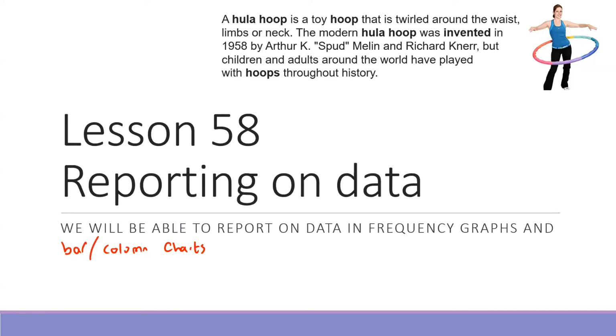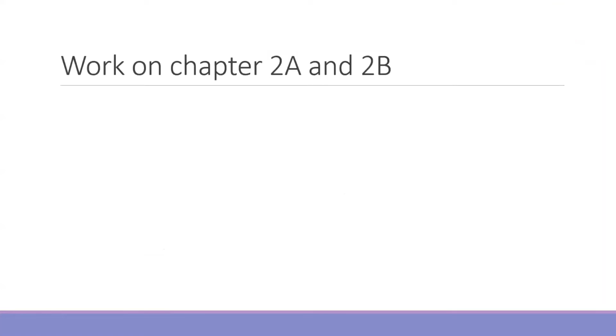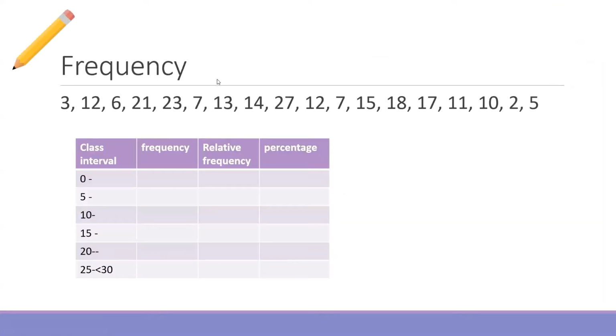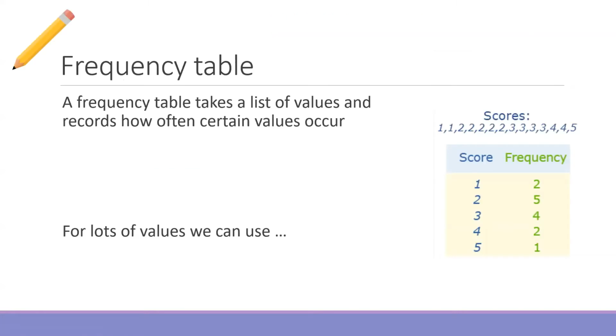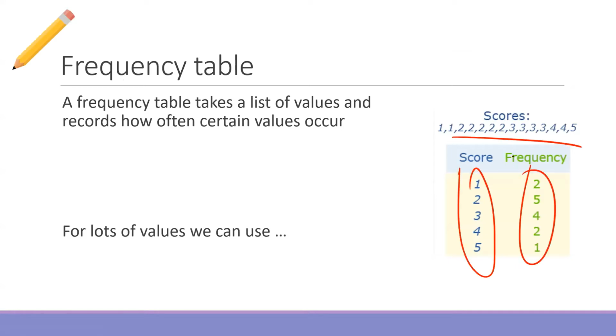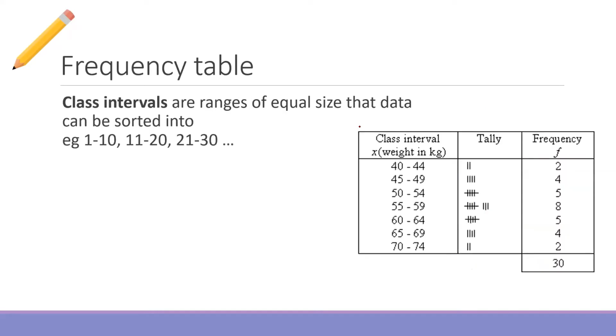Lesson 58, reporting on data. Before we do lesson 58, let's talk about what we did with data. Last time, we looked at how we can put data in a different format. We mostly talked about the humble frequency table. A frequency table is just a list of scores against their frequency, or how many times that score came up. It's a way that we can take univariate data, which just has one number, and start to understand it. We want to know how many times that number comes up, or how many times a number in a certain region comes up.